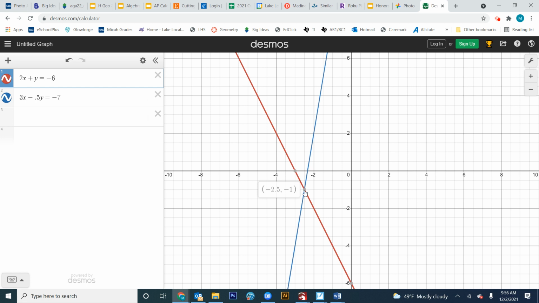Now, what do you have to be careful of if you want to graph these two by hand? What do you have to do first? To graph these by hand, what form do you have to have them in? Yep, slope-intercept form. Do you agree? You have to solve for y, so you subtract 2x, and for the bottom one you have to subtract 3x and divide by negative 0.5. So be careful there if you're going to do these by hand.